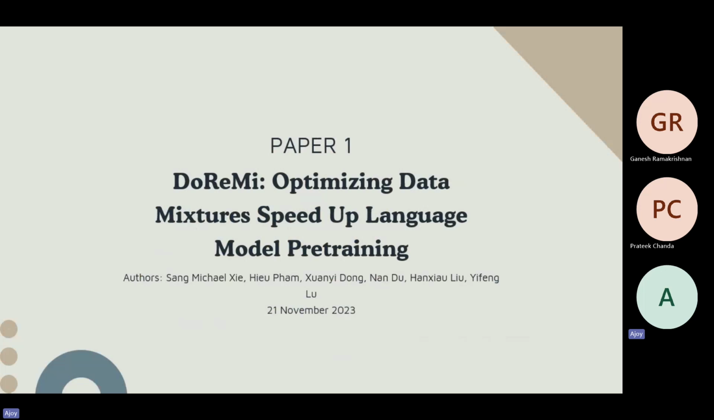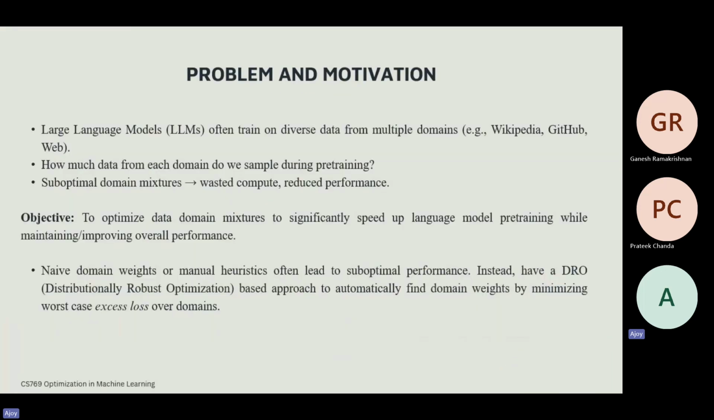So first I'll start with the first one, which is about DoReMi, which is optimizing data mixtures to speed up language model pre-training. Next. Okay. And now, as I said earlier, we often train on many domains, so we get suboptimal domain mixtures, which leads to reduced performance and we waste a lot of resources. What we're trying to do over here is get a domain mixture which speeds up the pre-training process, while at the same time improving our overall performance on the data domain.